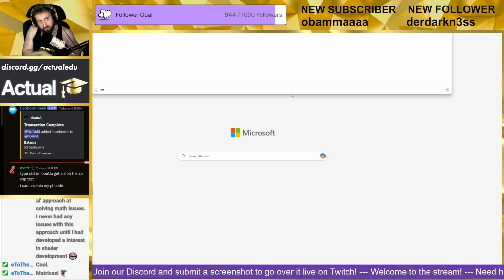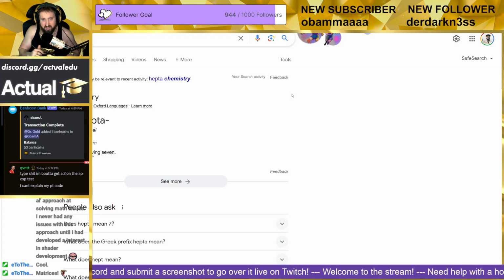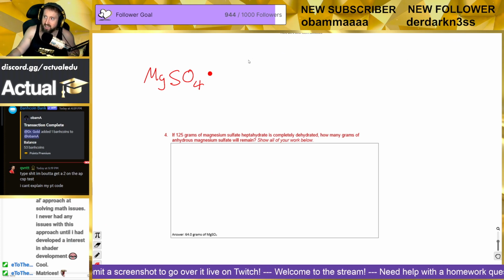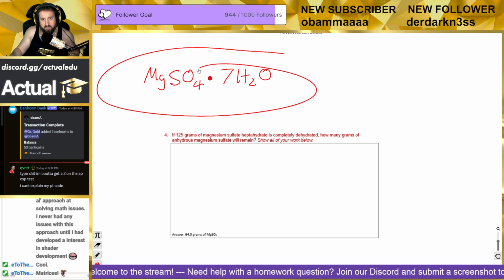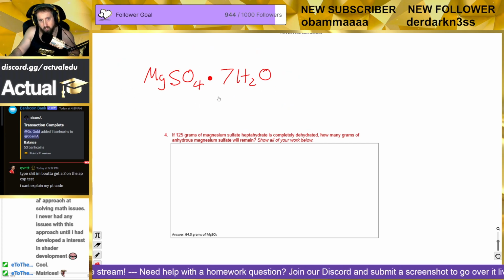Is hepta 6? What's 7? Heptapod, 7. Hexa, 6. Oh, I'm dumb. So this is 7 H2O is what it is. This is what they talk. They'll do this dot here, QV, and that just means hydrate, like it has water attached to it via this.